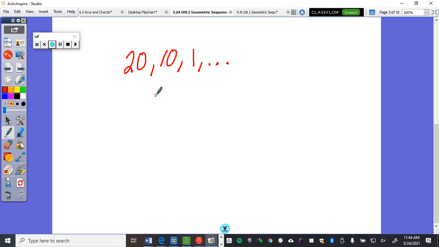What are we doing each time? We're dividing by 2, but what are we multiplying by? 1/2. So if my number is between 0 and 1, then my values are getting smaller.